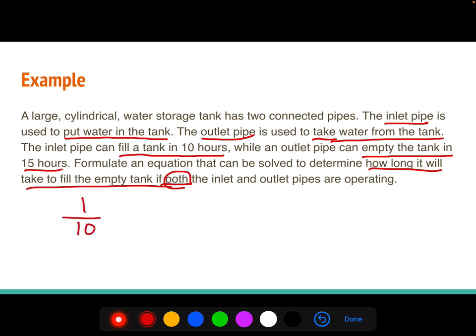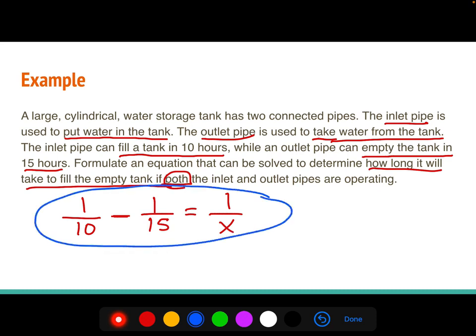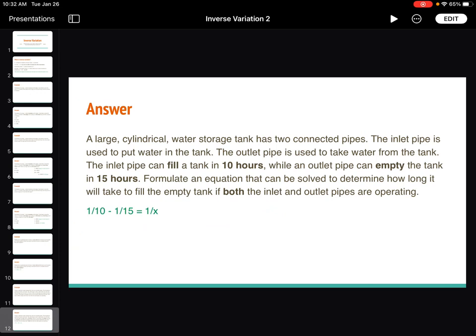So let's try that. We have an inlet that's putting water in the tank in 10 hours. But we're emptying the tank at 15 hours. And we want it to be equal to both of them working. There's our equation: 1/10 minus 1/15 equals 1 over x. Kind of like the one with Wyatt and Michael on the last problem, working together. This one's working together, but one is filling and one is emptying. That's why there's a minus.